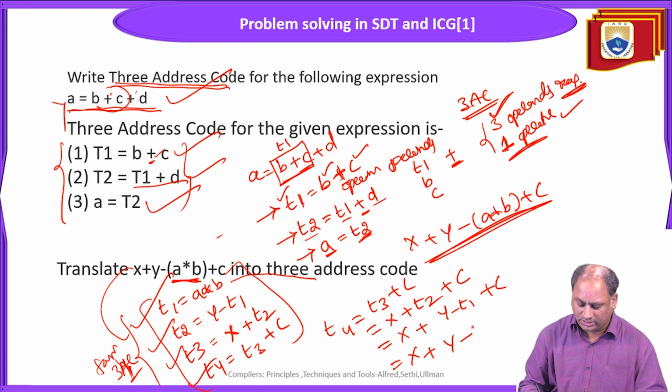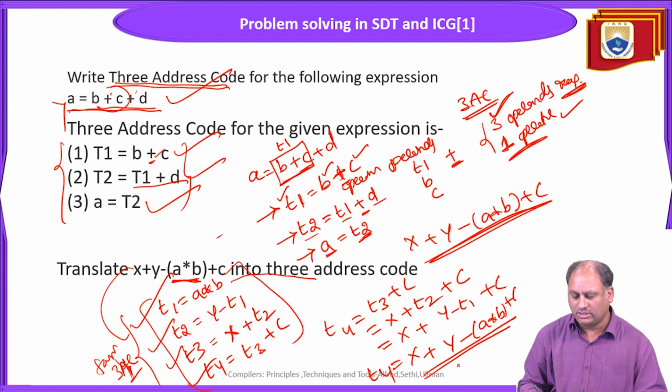What is T1? A star B plus C. So that is the given expression, X plus Y minus A star B plus C. So this is T4. T4 is the result. The result of the given expression is actually stored in T4. So finally T4 gives the result, that is X plus Y minus A star B.